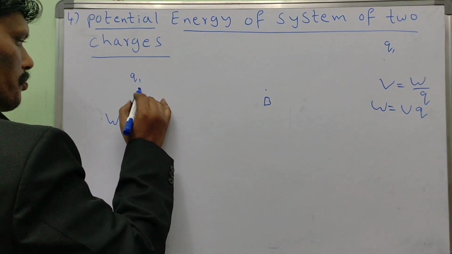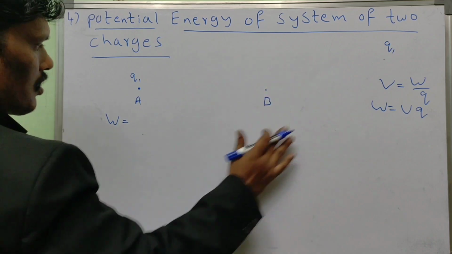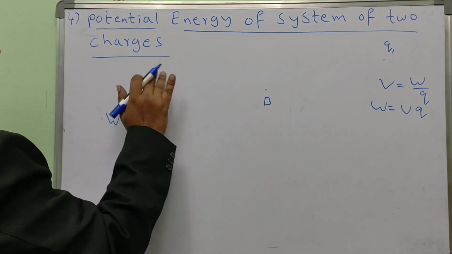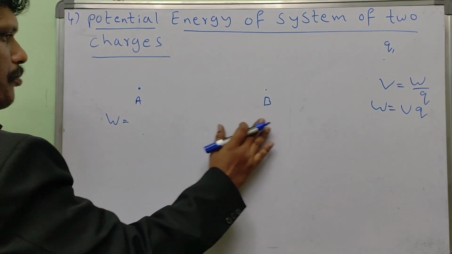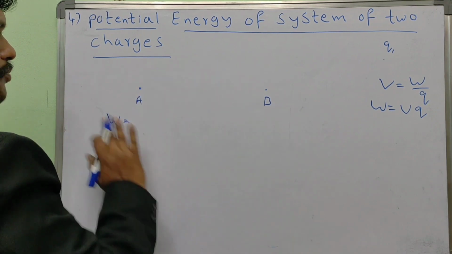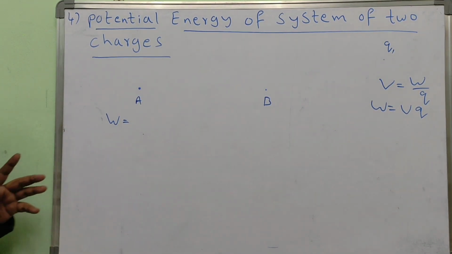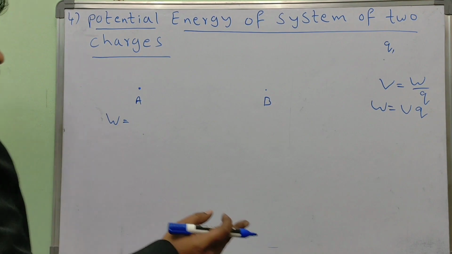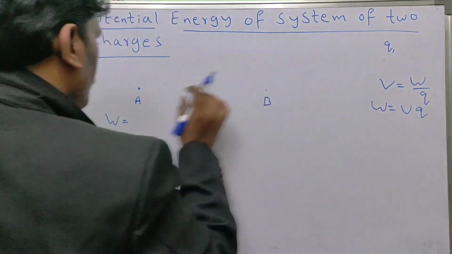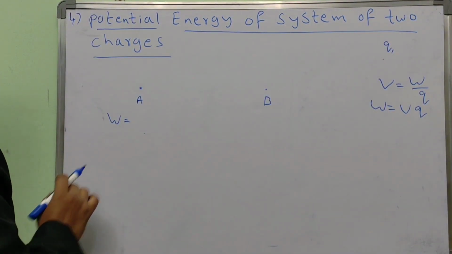What is the potential at this point now? Because there are no charges here. At point A, at point B there are no charges. In the absence of charges, no fields, no potentials. So now I am going to bring Q1 charge from infinity to this point. Then I need to do some work.